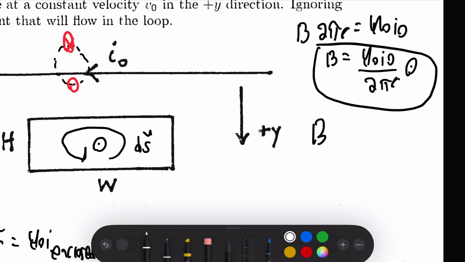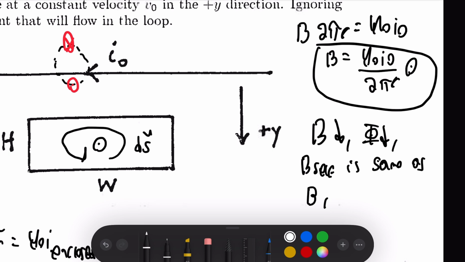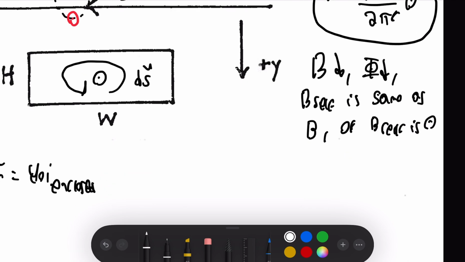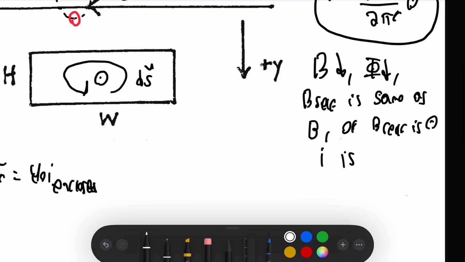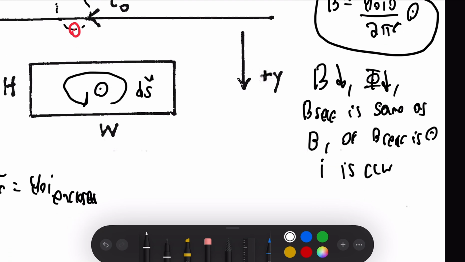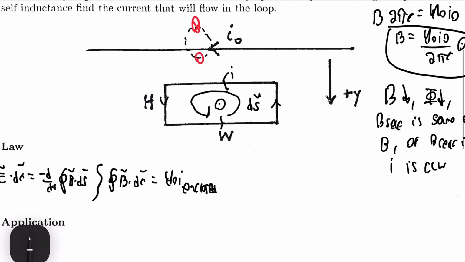So B, this is using Lenz's law, by the way. So B is decreasing. Because B is decreasing, the flux is also decreasing. That means B self is the same as B, or that B self is also into the page. I'm sorry, also out of the page. Which means current is counterclockwise. So my current is going like this.